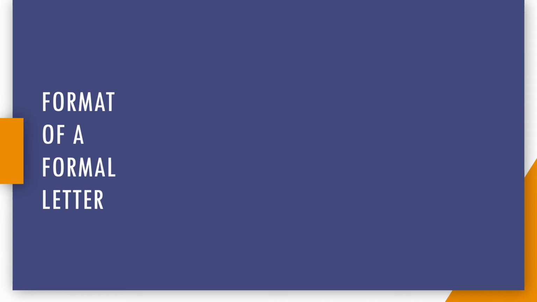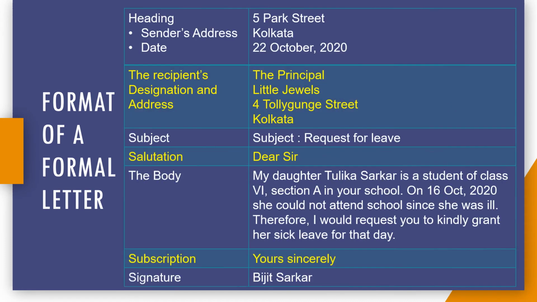Now here I have the format of a formal letter for you. Let us see how a formal letter is to be written exactly. First is the sender's address. Just below that comes the date. Then the receiver's address. Remember, the address should always start with the designation of the receiver.